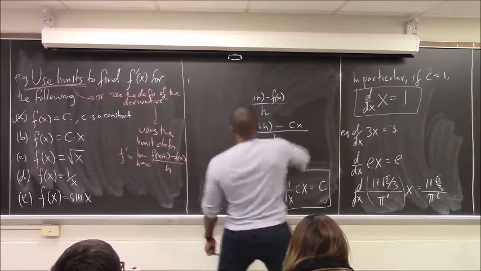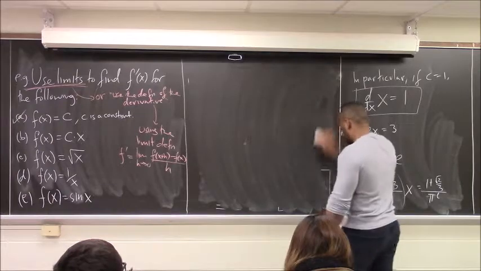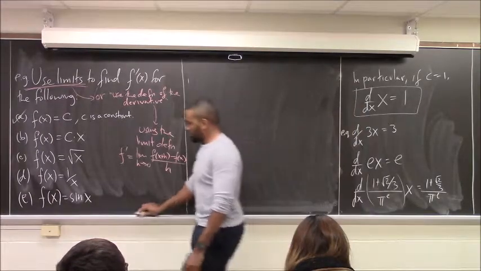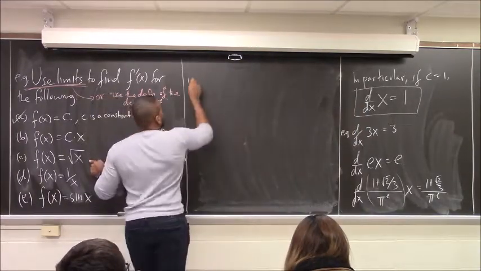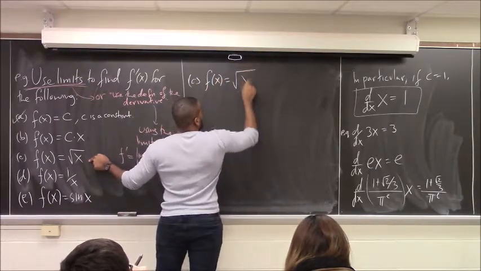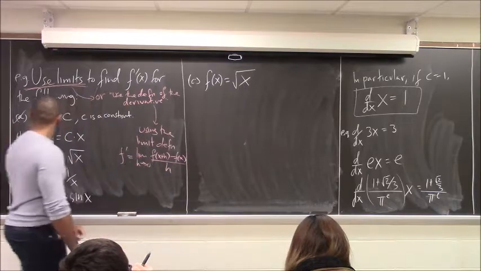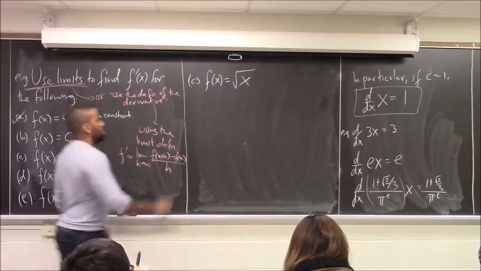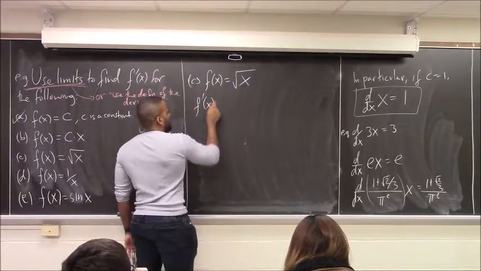Moving on. So that was b. Let's look at radicals, in particular the square root. Let's look at the square root of x. Now I want to find the derivative. How would we do it?